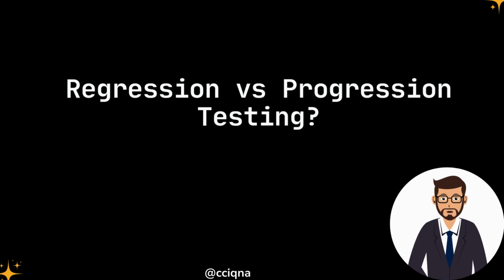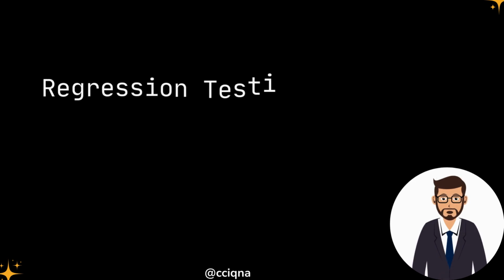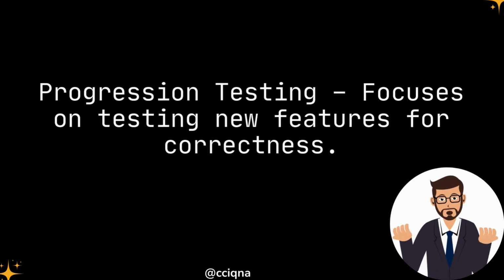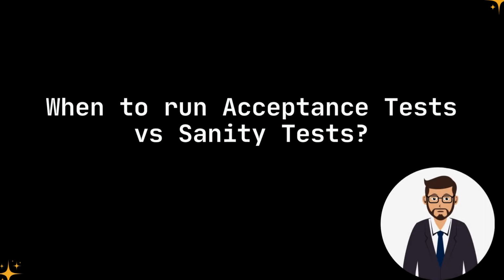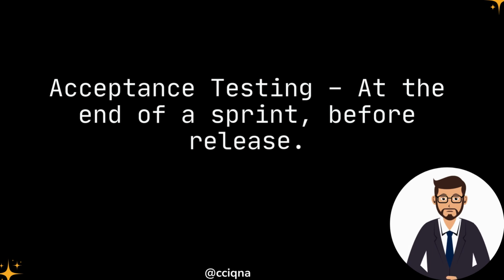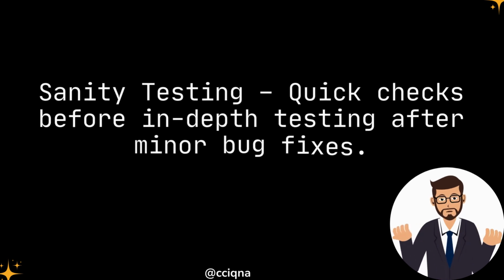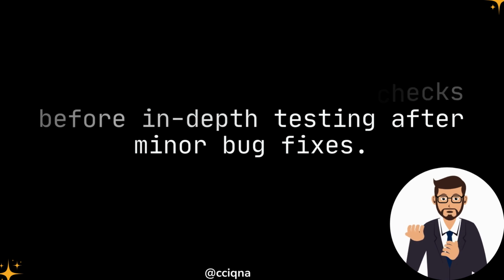Q9. Regression versus progression testing. Regression testing ensures existing features still work after changes. Progression testing focuses on testing new features for correctness. Q10. When to run acceptance tests versus sanity tests. Acceptance testing: at the end of a sprint before release. Sanity testing: quick checks before in-depth testing after minor bug fixes.